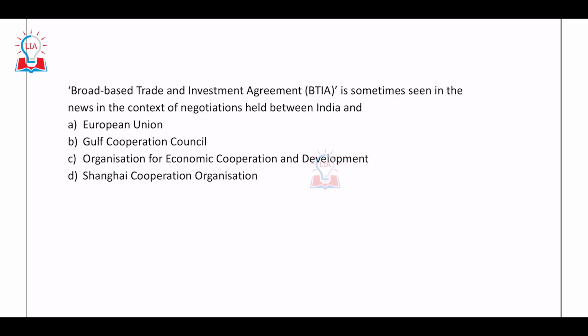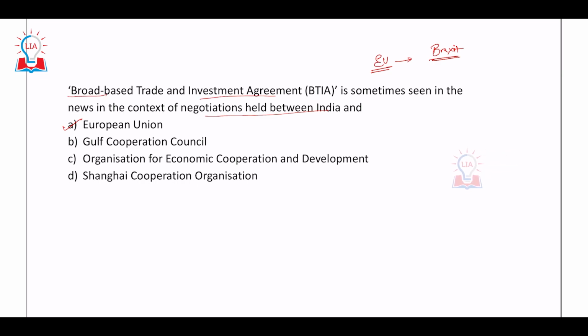Next, BTIA, Broad-Based Trade and Investment Agreement. It was in news back then in the context of negotiations held between India and which of the following organizations? It was the European Union. Why? Because the trade agreement we had with the EU had come to an end because Brexit had happened, so we had to renegotiate the terms. So the new agreement that was being signed was named Broad-Based Trade and Investment Agreement.